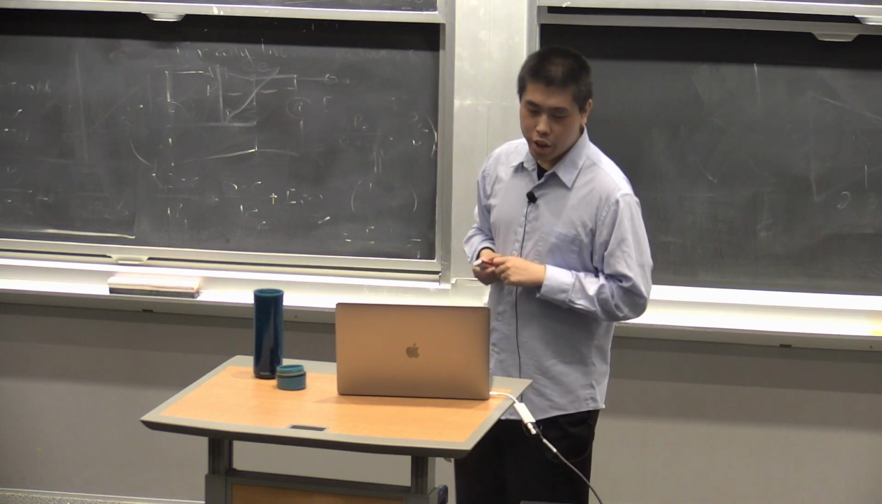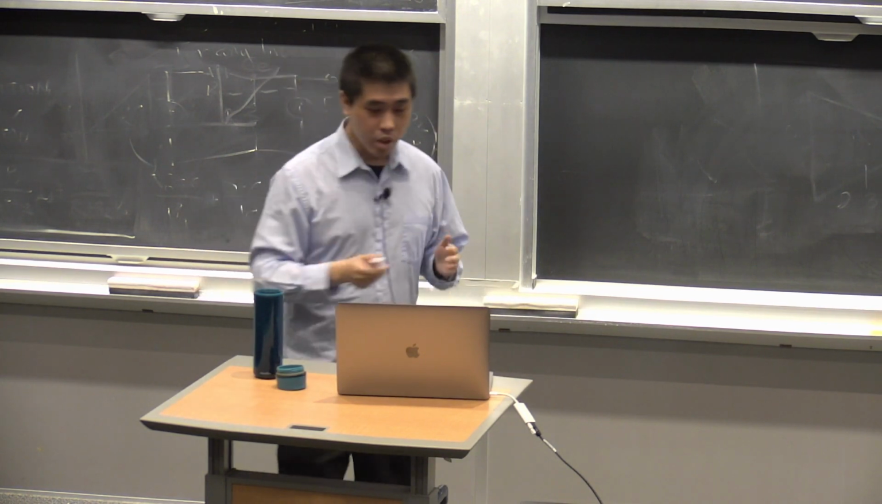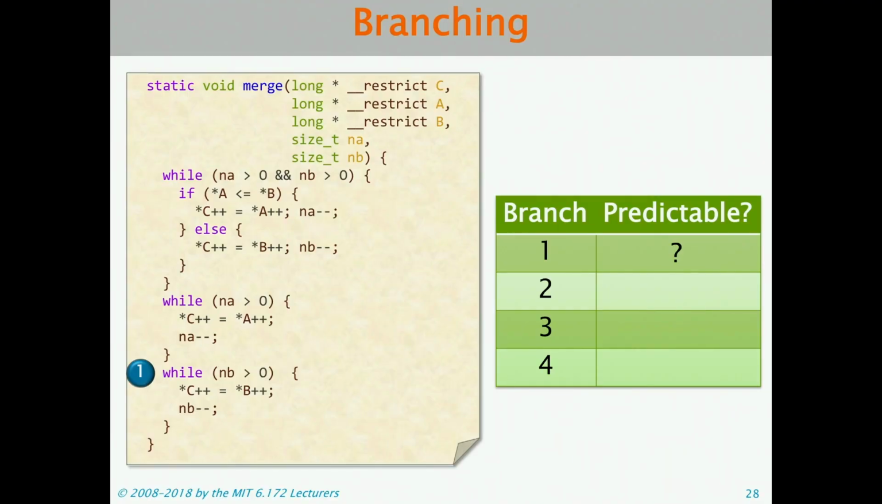So it turns out that this branch is actually predictable because it's going to return true most of the time except for the last time. So it's only going to return false when NB is equal to 0. And at that point, you're just going to execute this once, and then you're done. But most of the time, NB is going to be greater than 0 when you execute this. And we call this a predictable branch. What about the second one? Yeah, so it's also predictable for the same reason. What about the third one?